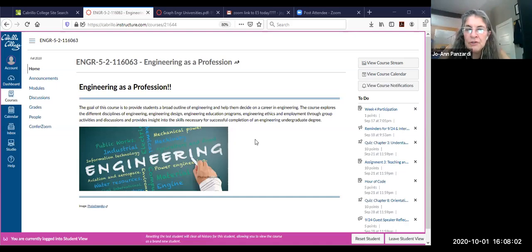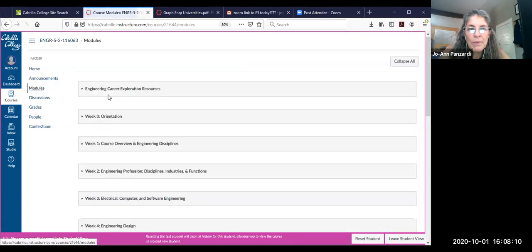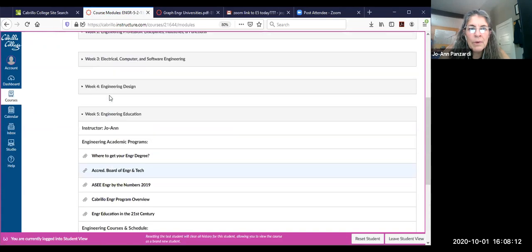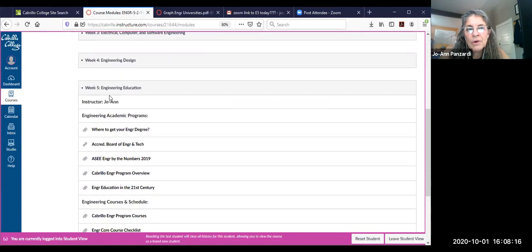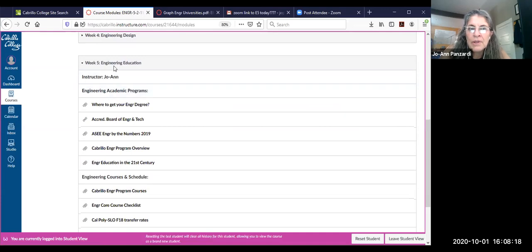What I'm going to do right now is share my screen and pull up your home page. This is how you should view it because it's a student view. This is the home page for your Engineering 5 class. I'm going to go down to modules so you know where we're going to be today and what we're going to be working on. Here you see week 0, 1, 2, 3, and we're in week 5. The topic we're covering today is engineering education. And just call me Joanne.